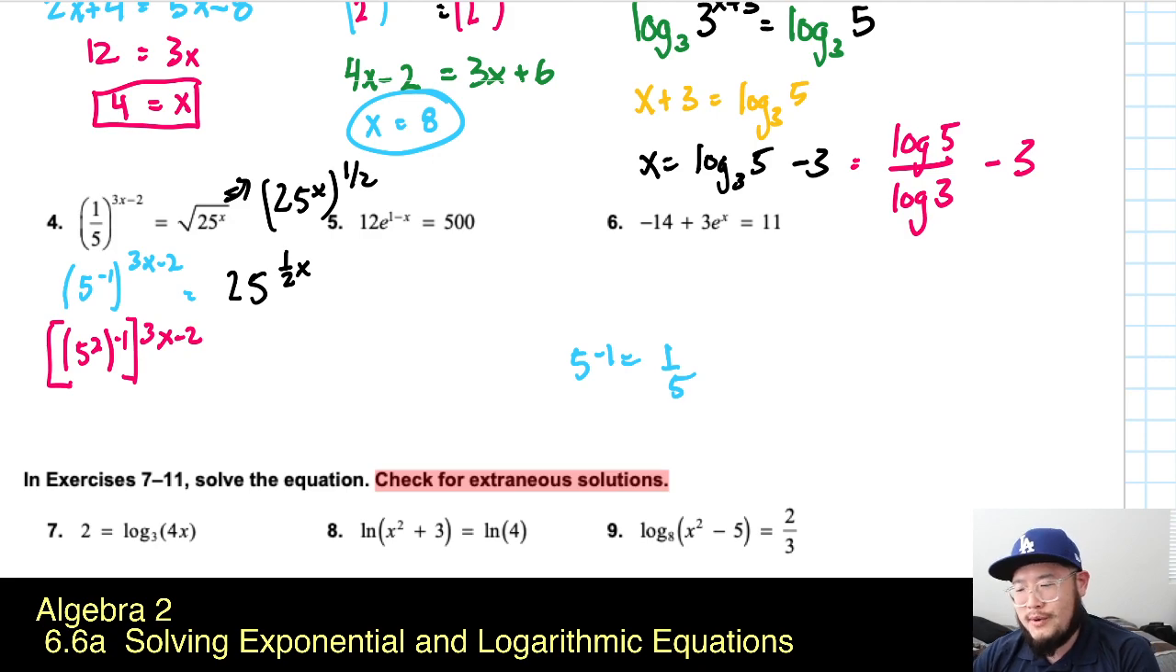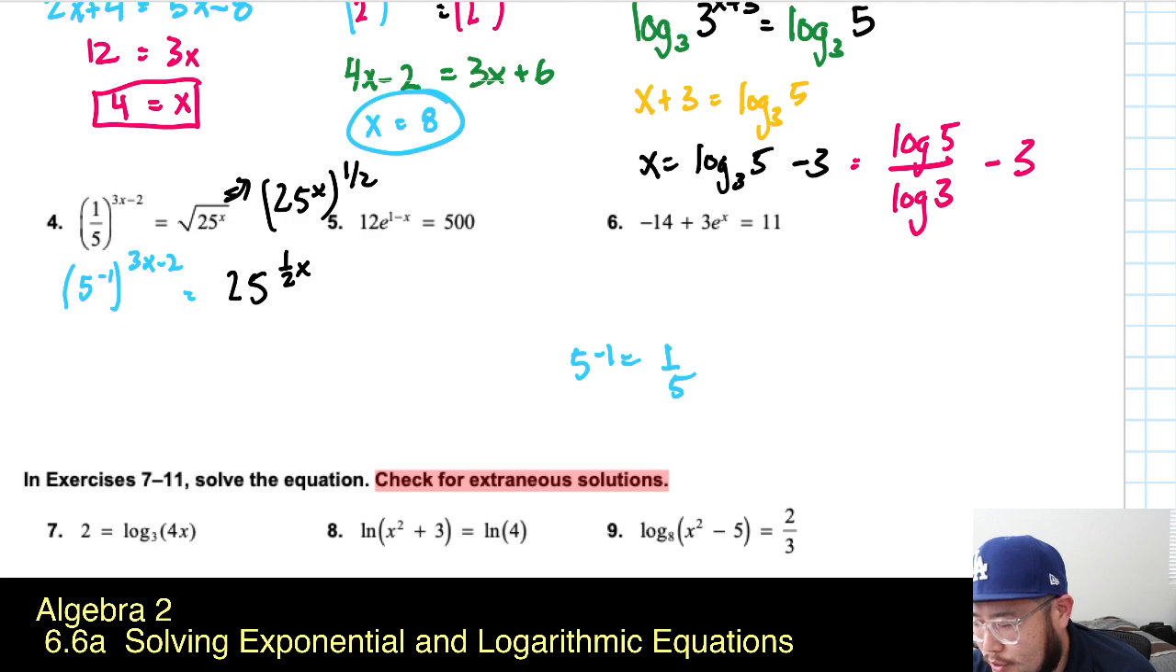Actually, you know what? Let's pause for a moment. I'm thinking about it. There's another way we could go about doing this. How about we take that 25 and turn that into a base of 5? That'll be a whole lot easier. So this 25, let me change this to 5 to the second power, and then we raise that to the 1/2 x.